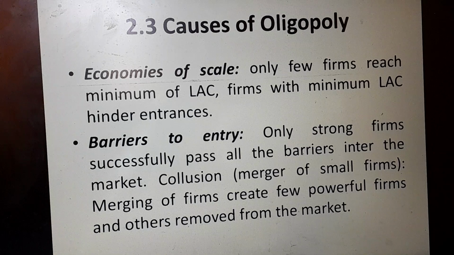The next question is what the causes of an oligopoly market are. There are different causes. One is economies of scale. Only a few firms reach the minimum of long-run average cost. Firms with minimum long-run average costs hinder entrance, creating barriers to entry. These are the main reasons that cause oligopoly.